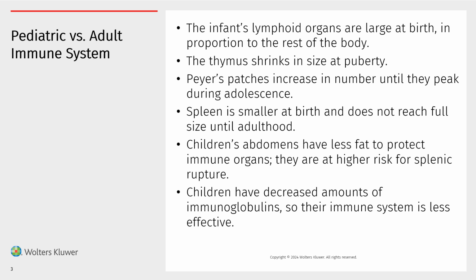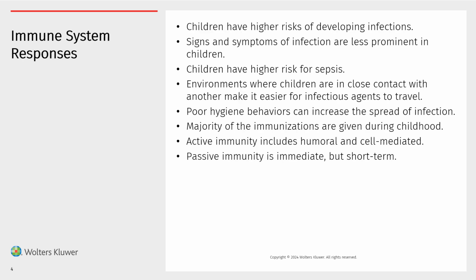Children's abdomens have less fat to protect immune organs. They are at higher risk for splenic rupture. Therefore, when we're doing health assessment, we don't palpate the infant's belly. Children have decreased amounts of immunoglobulins, so their immune system is much less effective.